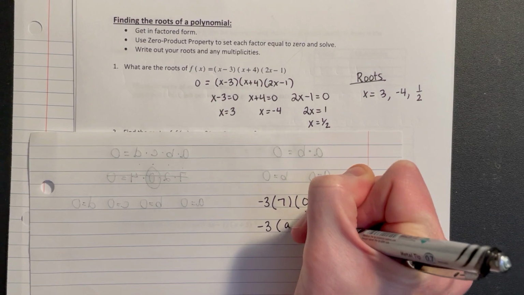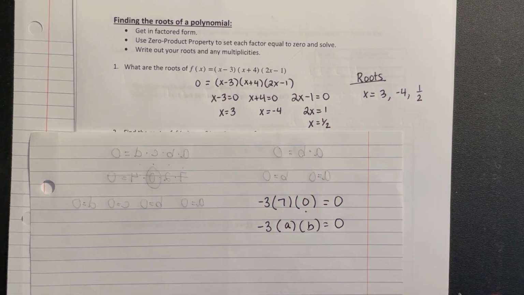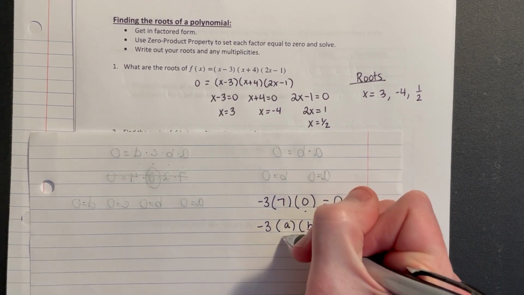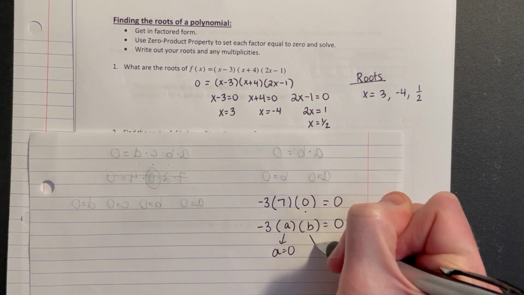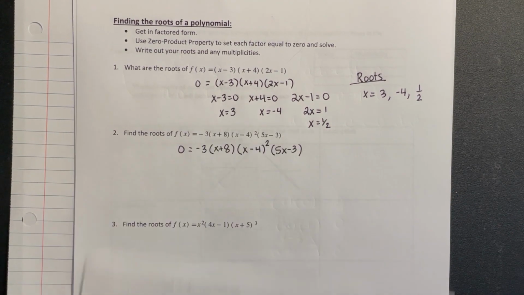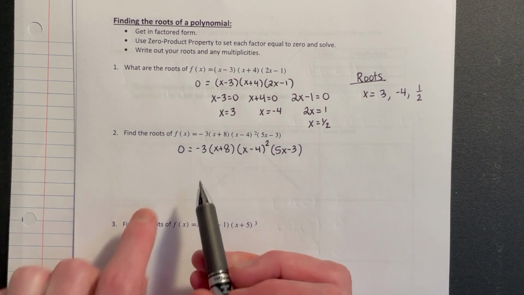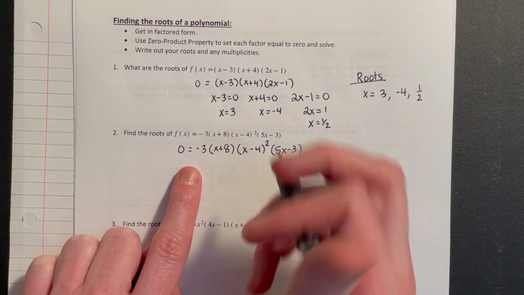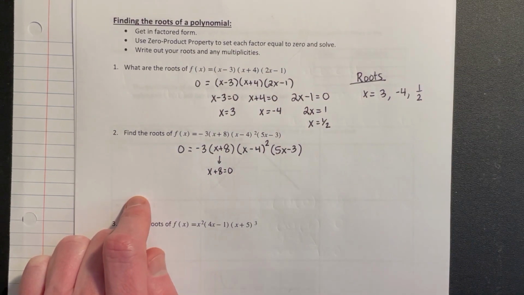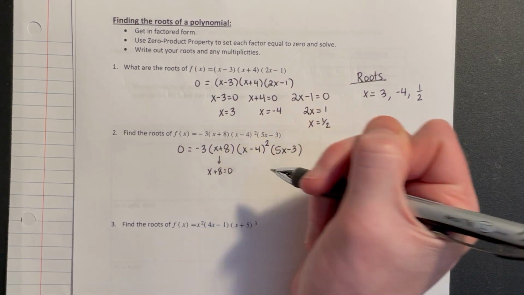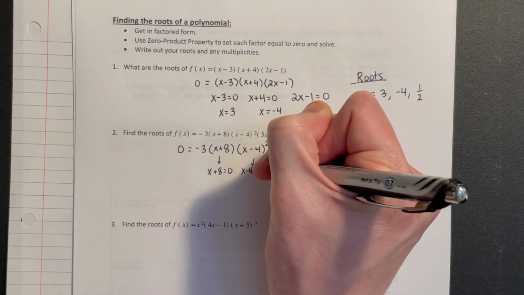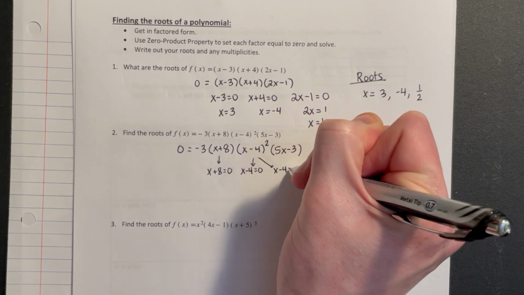Negative 3 times a times b equals 0. Negative 3 is negative 3. It can't make the product equal to 0. But a can make it equal to 0, and b can make it equal to 0, just not the negative 3. So we've got this negative 3 that we're going to ignore and just set the factors, x plus 8, equal to 0. This x minus 4 is happening twice, so you could write x minus 4 equals 0 and another one, x minus 4 equals 0.